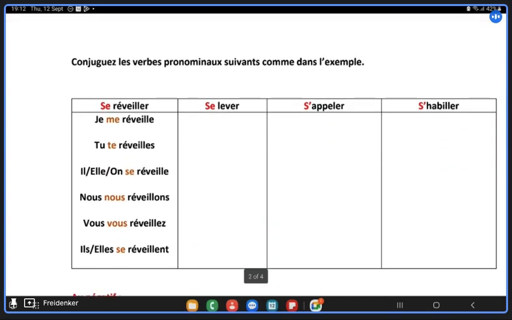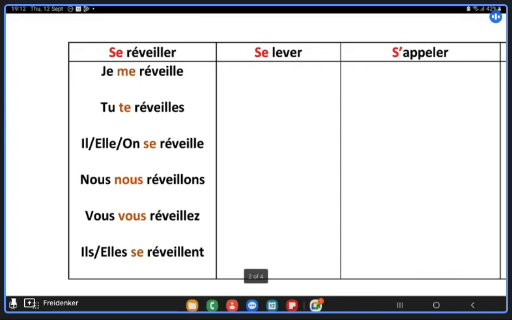Yes, you look at this example. Se réveiller is to wake oneself up. Je me réveille means I wake myself. Tu te réveilles means you wake yourself. Il, elle, on se réveille means he, she wakes himself or herself. Nous nous réveillons means we wake ourselves. Vous vous réveillez is you people wake yourselves up. Ils, elles se réveillent means they wake themselves. So this is the meaning.